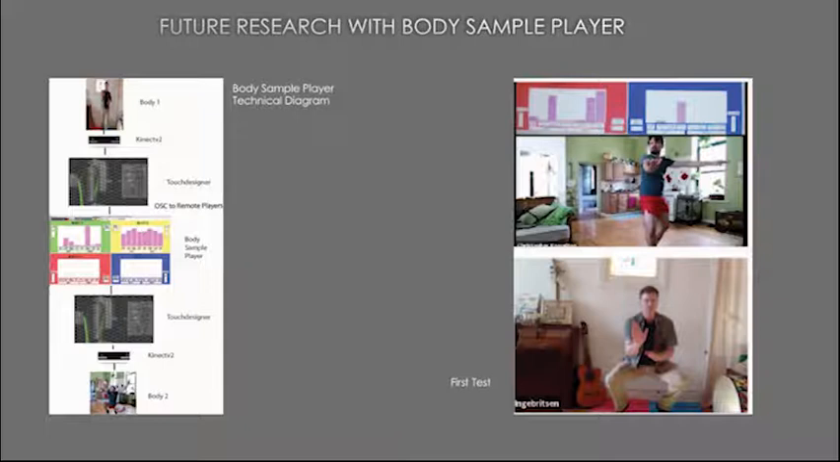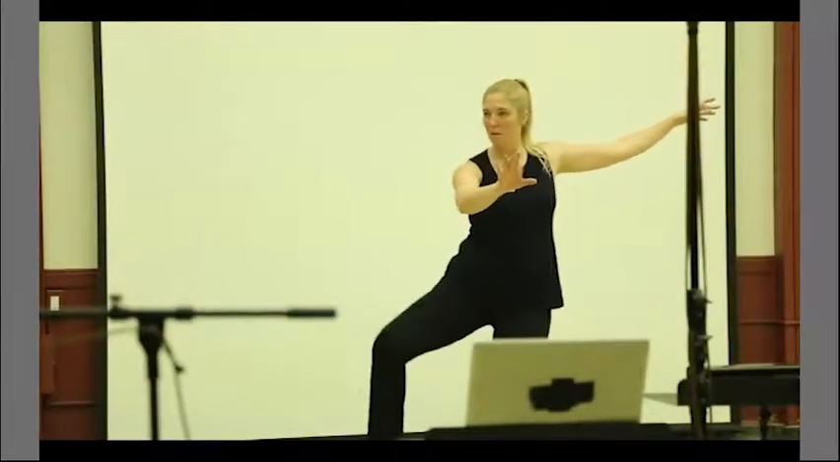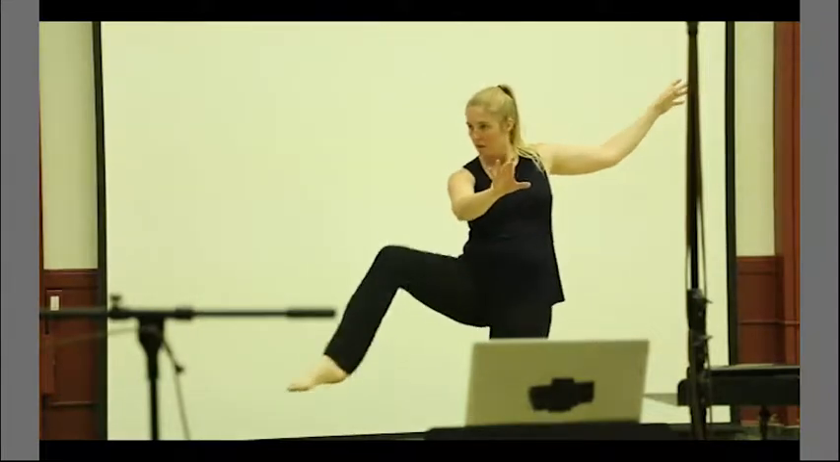So for us, the next step of this research is to put this in a more controlled environment, and for this, we propose using another system, the Body Sample Player. The Body Sample Player is a system designed for previous work and has had a long performance history with several pieces performed multiple times by skilled performers.